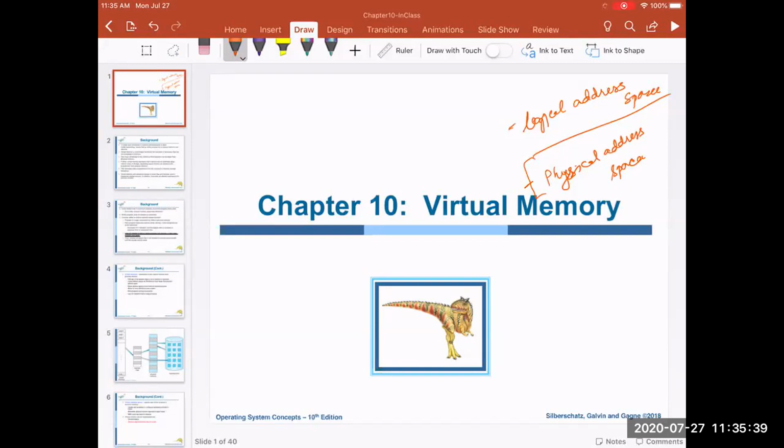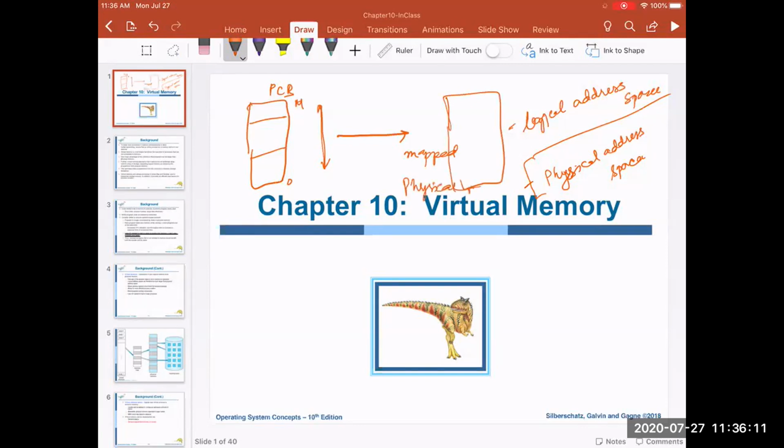So the CPU would create, basically we talk about the PCB. So the PCB has some location. It is logically contiguous, and it is as it appears to your CPU, but it is being mapped to the physical address space. Now, the physical address space is your RAM.